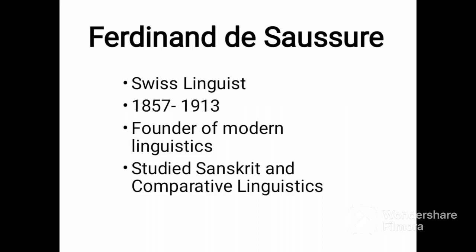In this video, we are going to look into Ferdinand de Saussure. He is a Swiss linguist and his lifetime is from 1857 to 1913. He was the founder of modern linguistics. He studied Sanskrit and comparative linguistics.